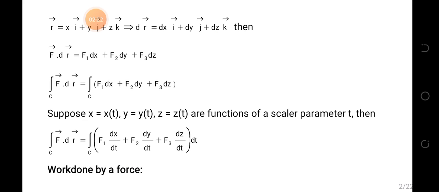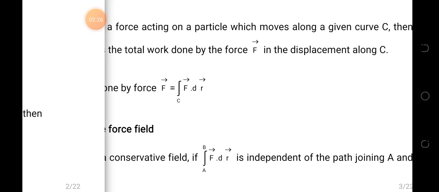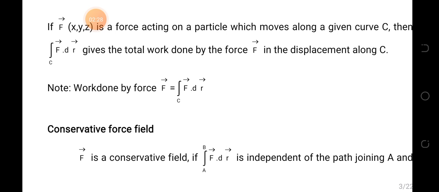Then work done by force. So we have seen the line integral, and now we are seeing work done by force. If f vector of x, y, z is a force acting on a particle which moves along a given curve C, then the integral over C f vector dot dr vector gives the total work done by the force f vector in the displacement along C. That is called work done.